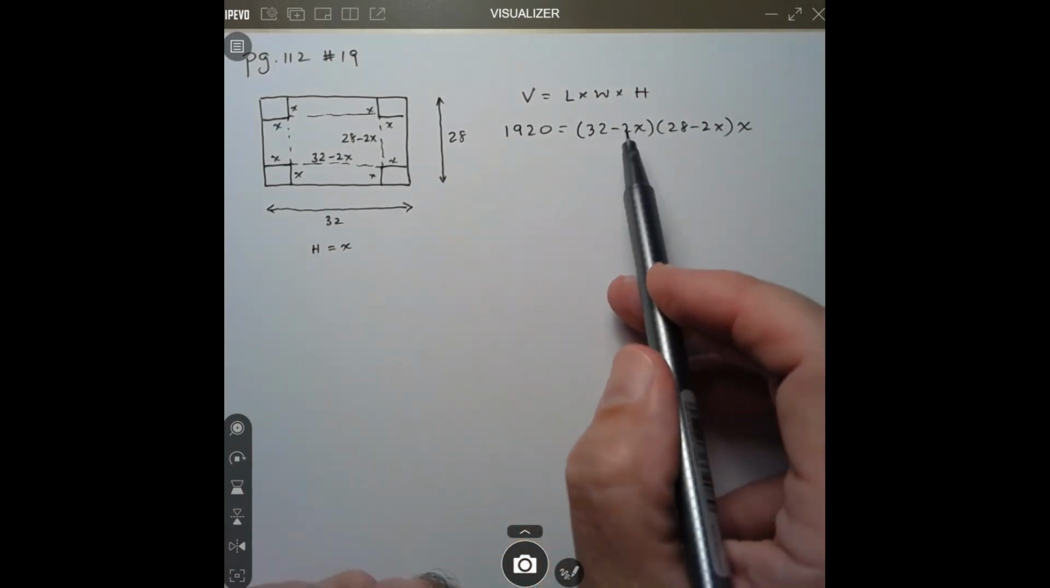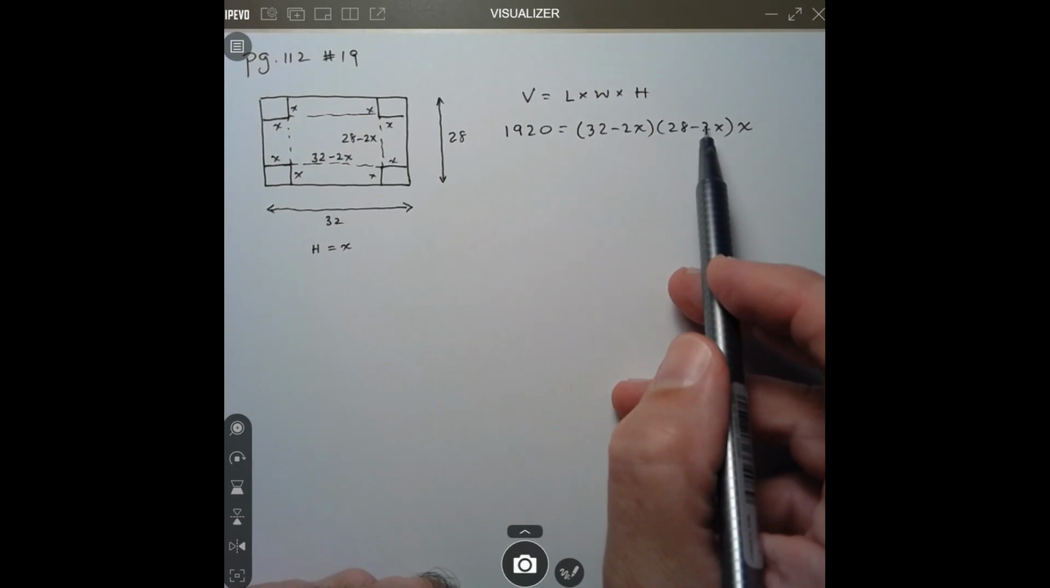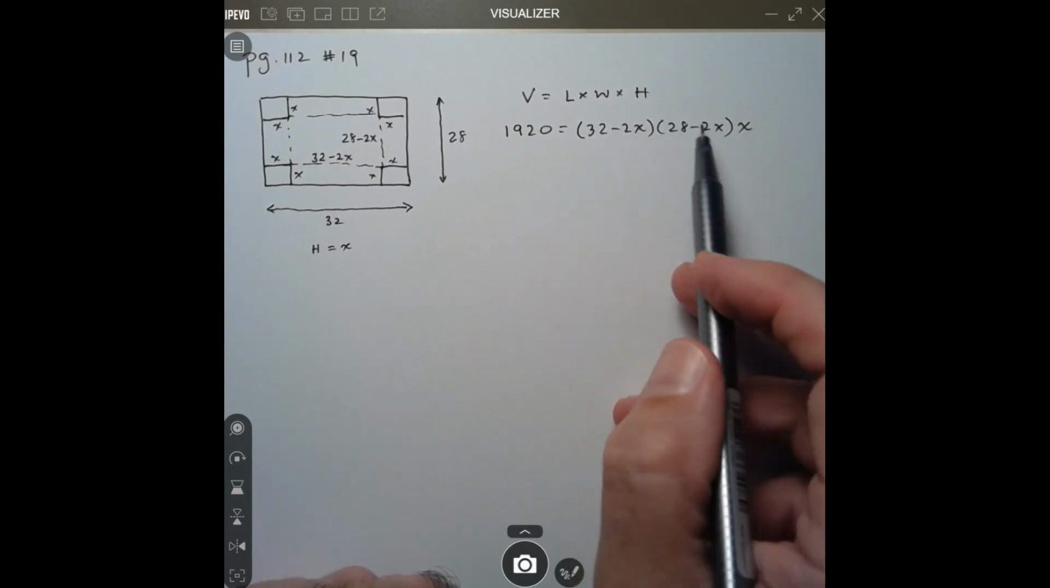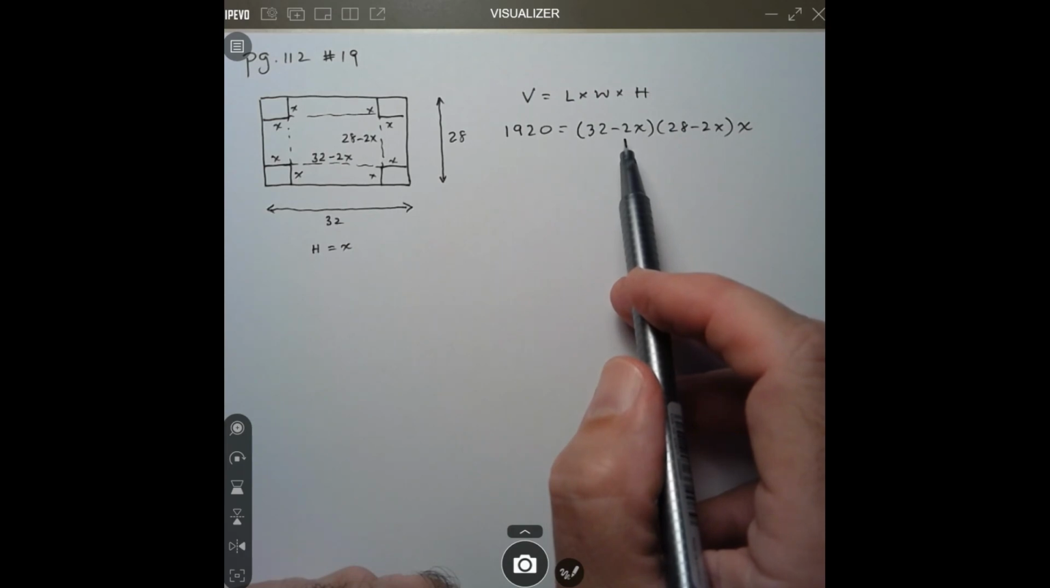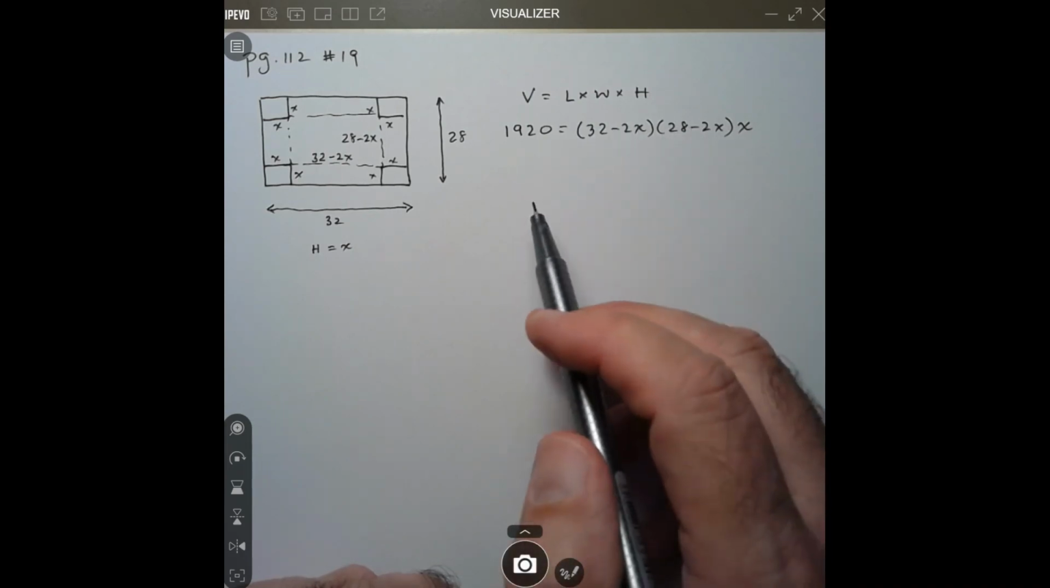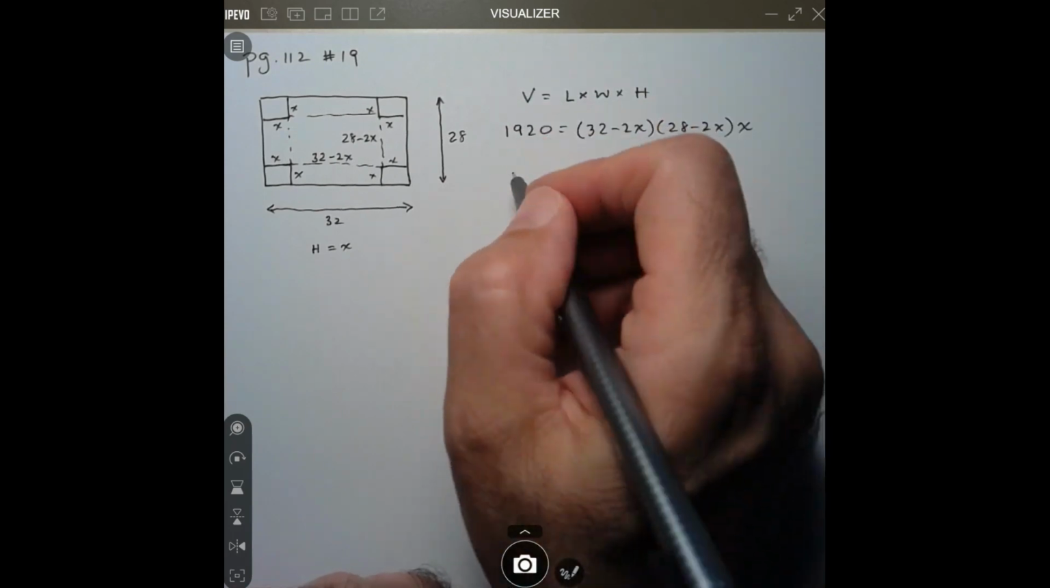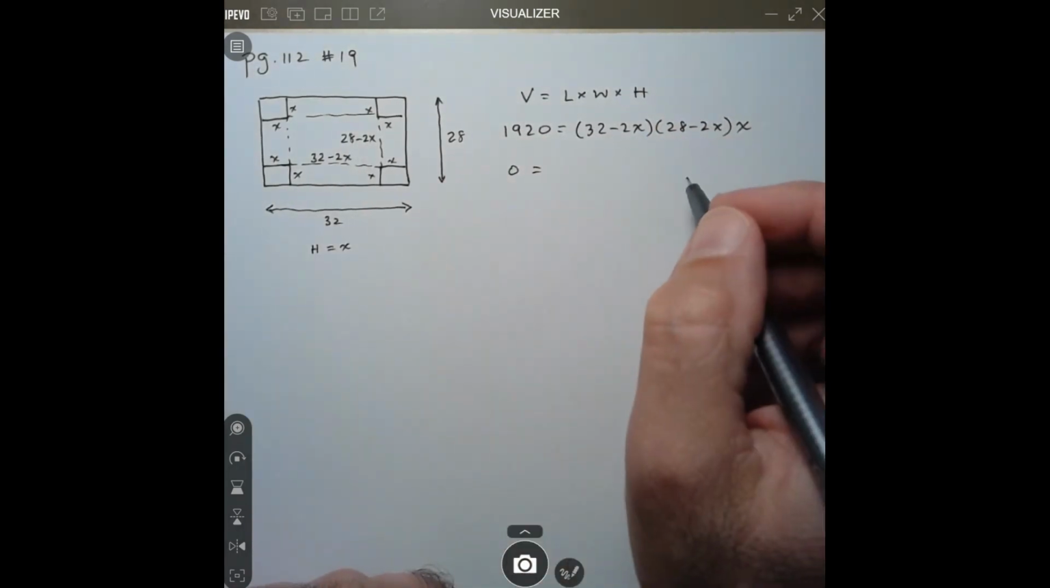Well, I notice here if I multiply the two, negative 2x times negative 2x, it's going to be positive, times the x is going to be 4x cubed. So since I have a positive leading coefficient, I'm going to bring everything to the right-hand side. Okay, I always want to have a positive leading coefficient. So I have 0 here. So let's start multiplying this.